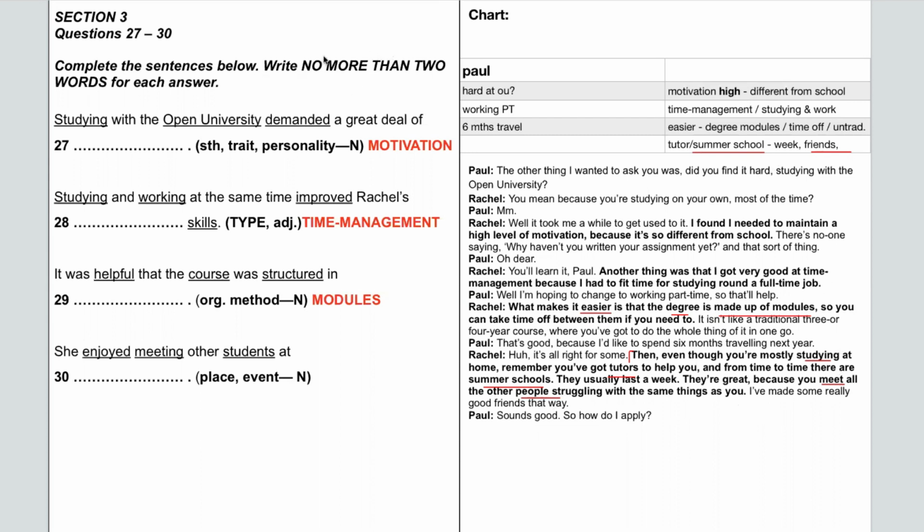Now, since the actual transcript has it listed as summer schools, you have two options here. You could write summer school, just one, or you could write summer schools with the S. So in this case, you'll see that the correct answer has this parenthesis here with schools because this is optional.